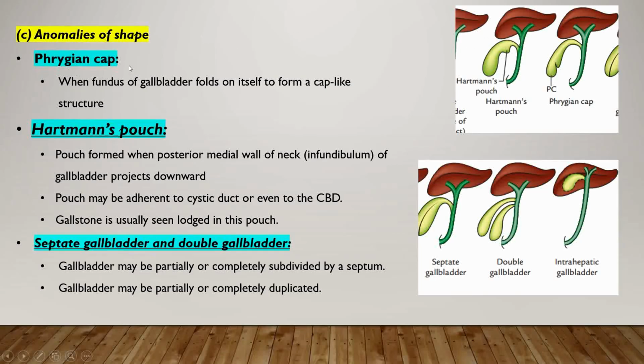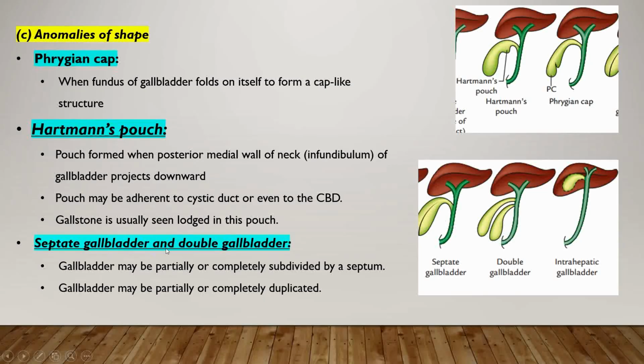Then other anomalies, which are anomalies of the shape of the gallbladder. First one is Phrygian cap, when the fundus of the gallbladder folds on itself to form a cap-like structure. There is Hartmann pouch. The pouch is formed when the posterior medial wall of the neck or infundibulum of the gallbladder projects downward. Pouch may be adherent to the cystic duct or even to the CBD. Gallstone is usually seen lodged in this pouch.